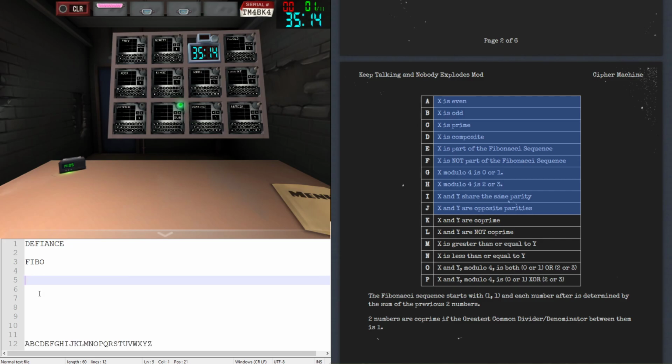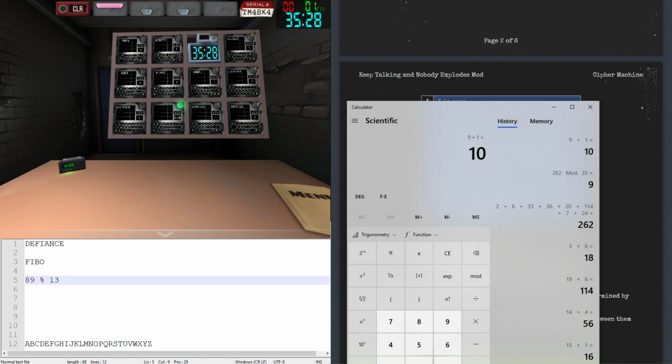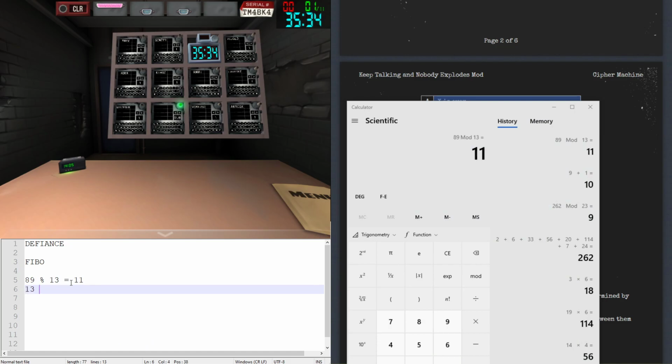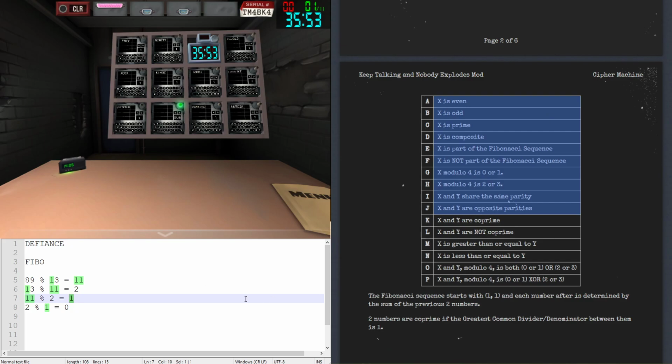Coprime, I've talked about this a little bit, but to calculate the GCD, let's say you had big numbers, like 89 and 13. You basically take the larger number modulo the smaller number. 89 modulo 13 turns into 11. 13 modulo 11 equals 2. Then 11 modulo 2 equals 1. Then 2 modulo 1 equals 0. There's your GCD, it would be 1, because that's what the result is. And so these two numbers would be coprime.